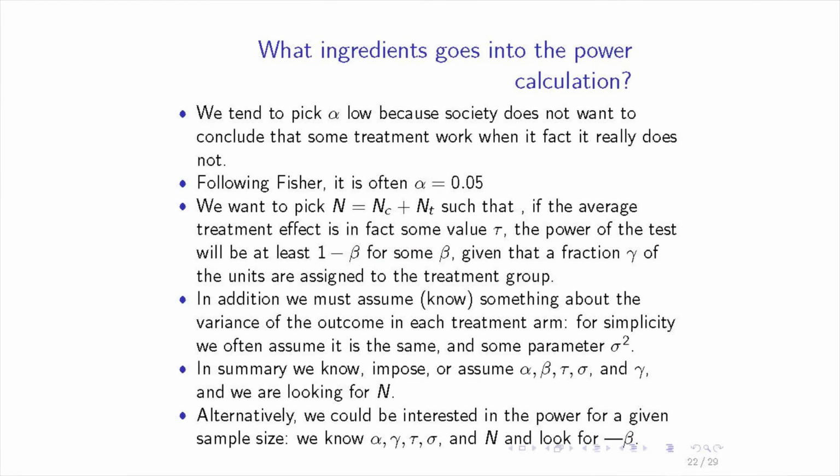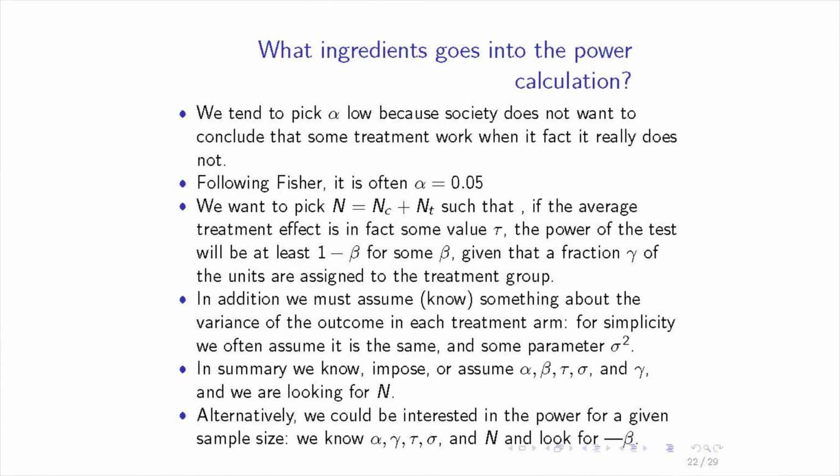So alpha, we usually don't have much of a choice because society doesn't want to conclude that some treatment works when in fact it doesn't. So we tend to pick alpha low for a high confidence level. Following Fisher, alpha is often 0.05, like Fisher has given us the magic number of 5%. So let's say we pick alpha to be 5%.